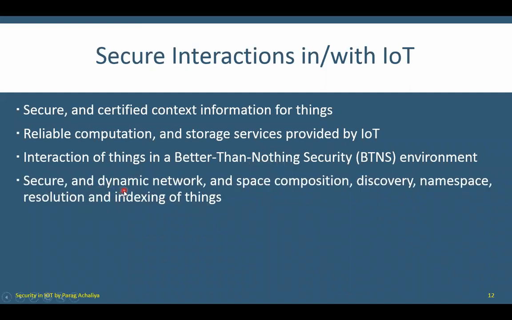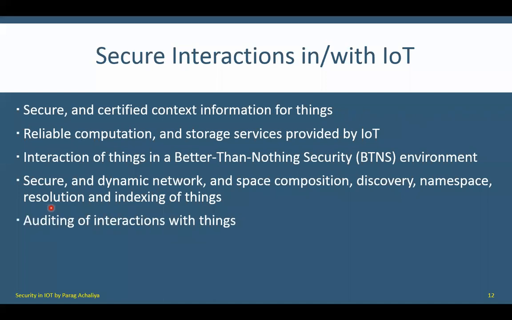There should be secure dynamic network and space composition, discovery, namespace, resolution, and indexing of things in your IoT application. Whenever we use various things or objects in your IoT application, all those devices must be secure. They must be part of your dynamic network. There should be proper space composition for all the IoT devices. The discovery of such devices must be possible, that means they should be easily accessible and discoverable by all the devices. There should be proper namespace for such devices. There should be proper resolution for all the devices. And indexing of such devices must be properly implemented while implementing your IoT application.